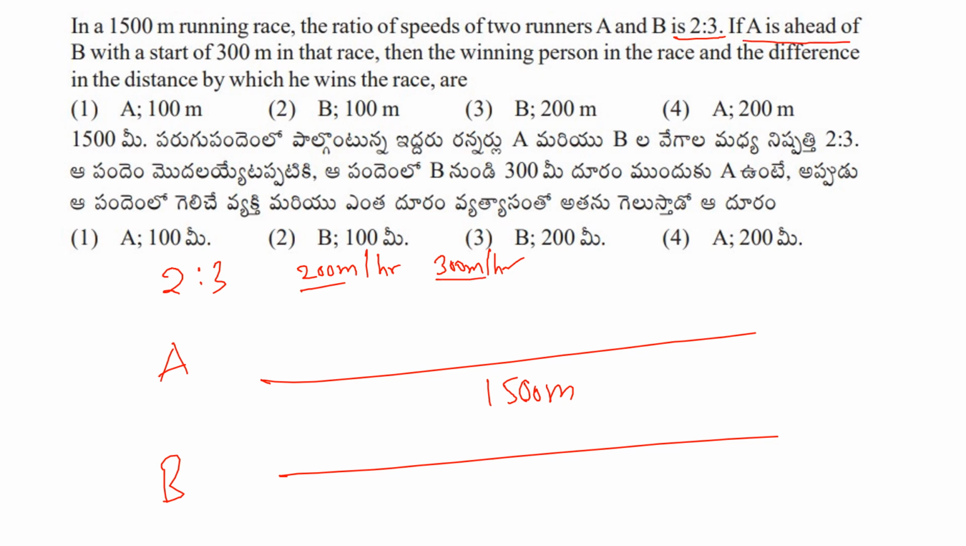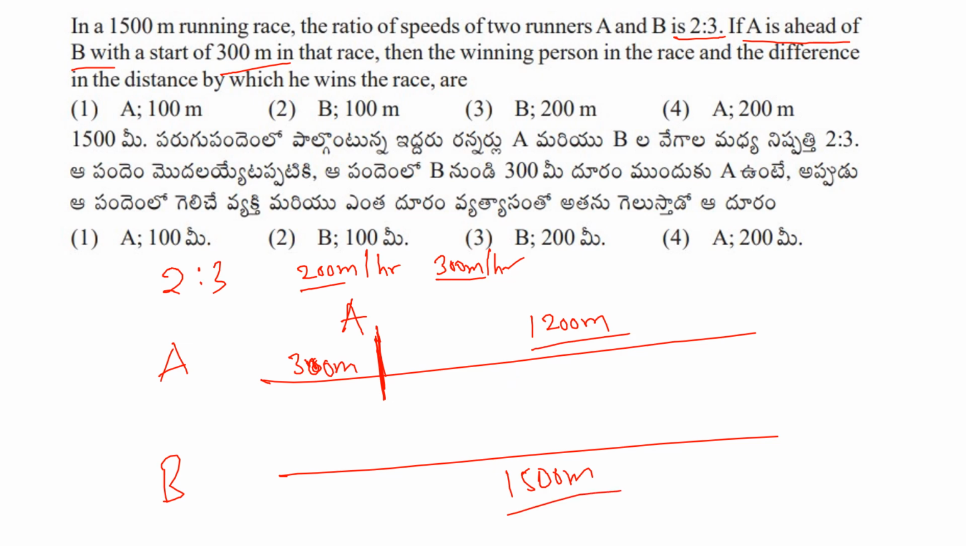If A is ahead of B with a start of 300 meters, then A's race should be 1200 meters only, right? Already he is ahead, so he is starting from here. This is 300 meters. Already he is ahead of B, right? B should cover 1500 meters total. So only 1200 meters for A, but here 1500 meters for B. Then the winning person in the race and the difference between the distance. Okay, winning person.